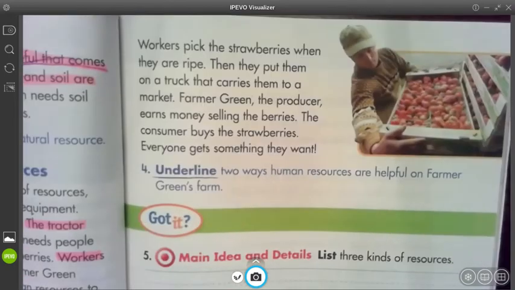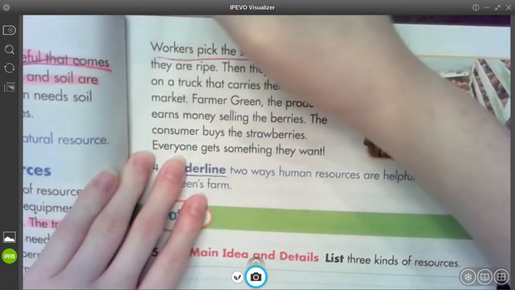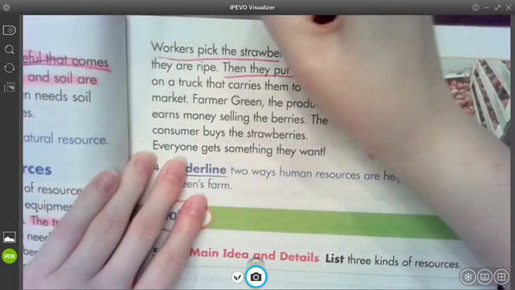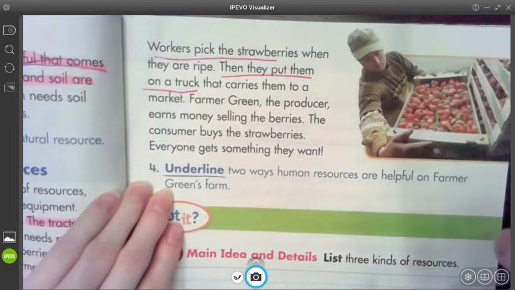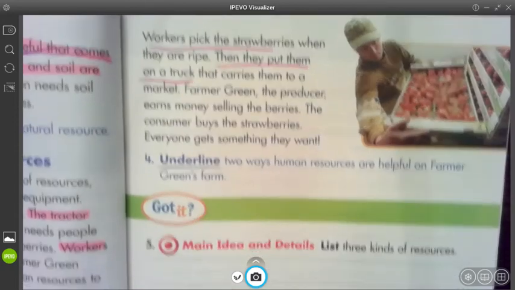So it says underline 2 ways human resources are helpful in Farmer Green's farm. The human resources are people. So what are some things they do? They pick the strawberries. They put them on a truck. Okay, so even though machines can do a lot nowadays, you do still need people to do things.